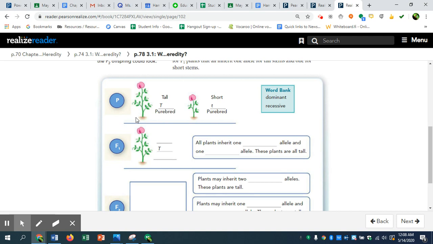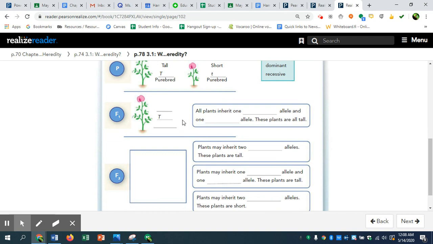One parent, the P generation, is tall, and that's a capital T. It's purebred, so really what you would see is capital T, capital T, but they're just giving you one letter to simplify this. The other parent is a short P plant. It's a purebred, so really this would be lowercase t, lowercase t. When we do Punnett squares, we'll be using two alleles for each parent. Here in the F1 generation, the children, we have a tall plant. But this plant inherited one allele from one parent and one allele from the other parent. So all plants inherit one.